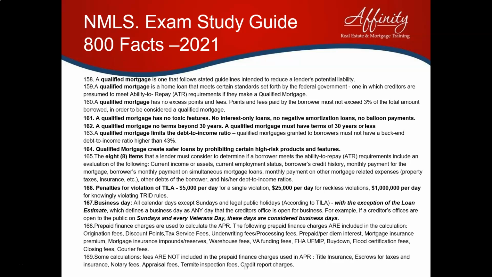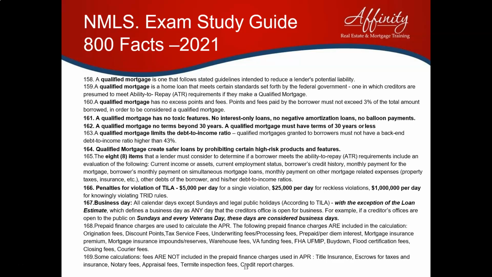A qualified mortgage has no terms beyond 30 years. A qualified mortgage must have terms that are 30 years or less. A qualified mortgage limits the debt-to-income ratio. The qualified mortgage granted to borrowers must not have back-end debt-to-income ratios higher than 43%. A qualified mortgage creates safe loans by prohibiting certain high-risk products and features.